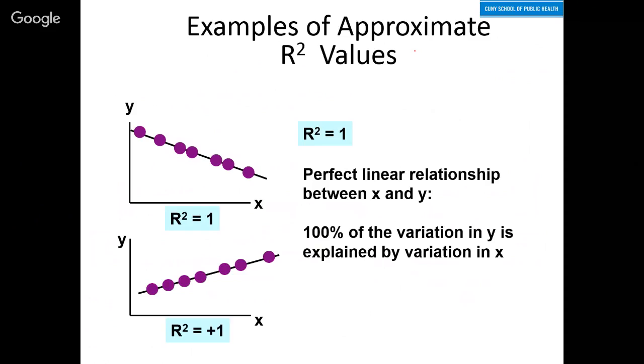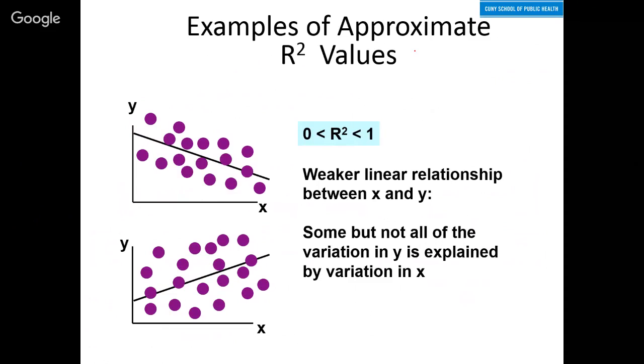R squared equals 1 looks the same as when R equals 1 or negative 1. And for values in between 0 and 1, again, it can be a positive or a negative correlation, and it means that somewhere between none and all of the variation in Y is explained by variation in X.